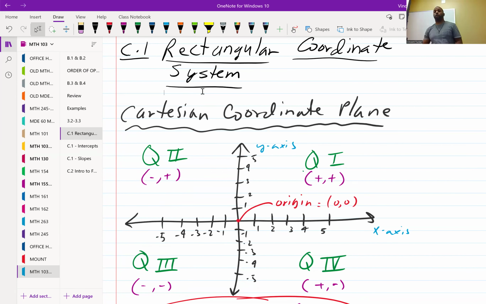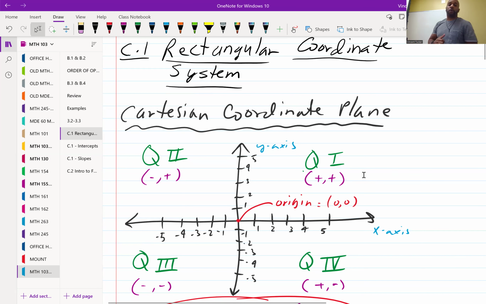also called Cartesian coordinate plane, those are the same thing, synonymously used. So it's made up of a vertical axis and a horizontal axis. So your horizontal axis is your x-axis, your vertical axis is your y-axis. And that breaks it up into 4 quadrants, with your origin being where they intersect. The coordinates of your origin is 0, 0. And your quadrants are going counterclockwise with quadrant 1, 2, 3, and 4.